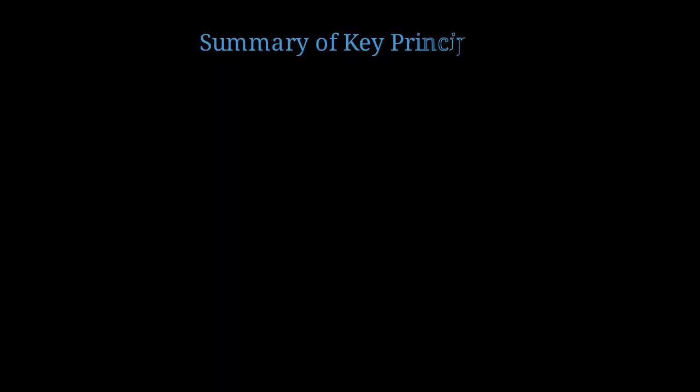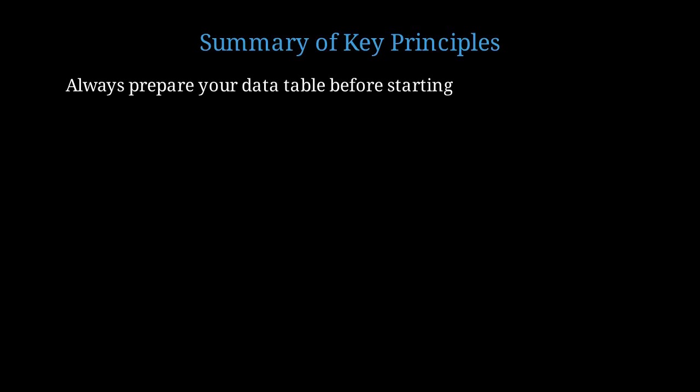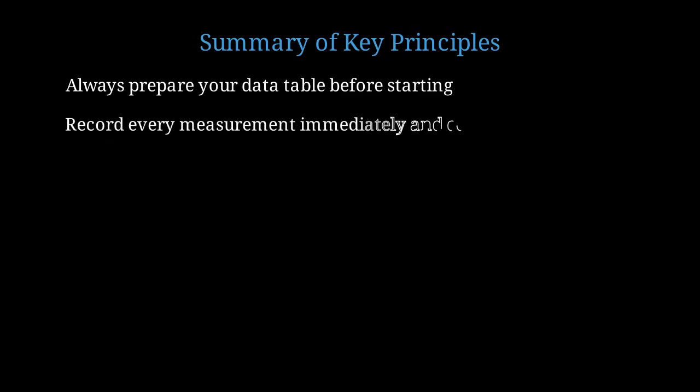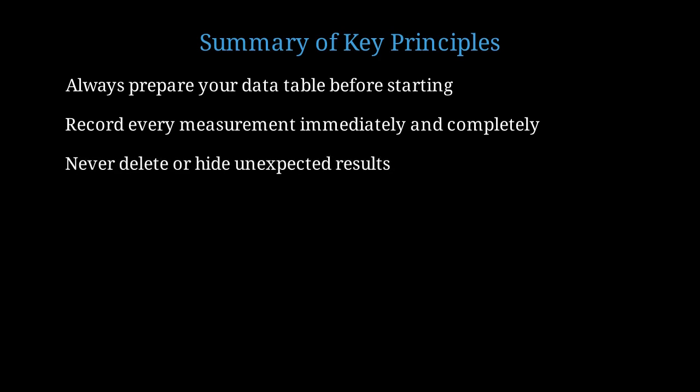Let me summarize the key principles of scientific data collection. Always prepare your data table before you begin the experiment. This keeps you organized and ensures you don't forget any measurements. Record every single measurement immediately after you take it, with all significant figures. Don't trust your memory. Never delete or hide unexpected results. Document them, and note possible explanations for anomalies.